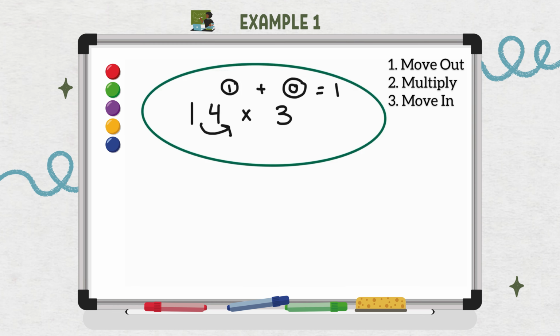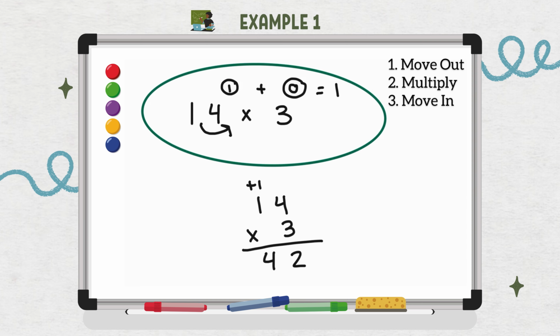Step 2, multiply without any decimals. So when we move the decimal all the way out from 1.4, that gave us 14 times 3. We are lining up our numbers because that's how we learn how to multiply in the 5th grade. So first, you're going to do 4 times 3, and that's going to give you 12, and you're going to carry the 1, and then you're going to do 1 times 3, then add 1. So that's going to give you 4. Now 42 is not our final answer.